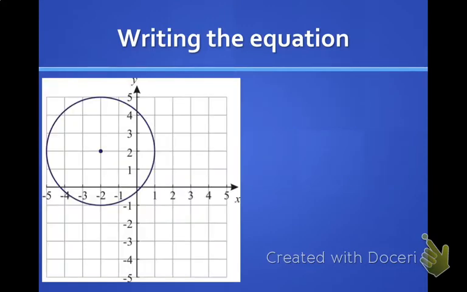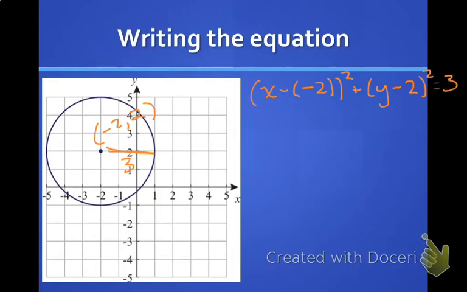Writing the equation from a graph is not very difficult. We need to know where the center is, and our center is at (-2, 2). And we need to know what our radius is. The radius is 3. So we have x minus -2 again, and y minus 2 is equal to 3 squared. So (x + 2)^2 + (y - 2)^2 = 9.